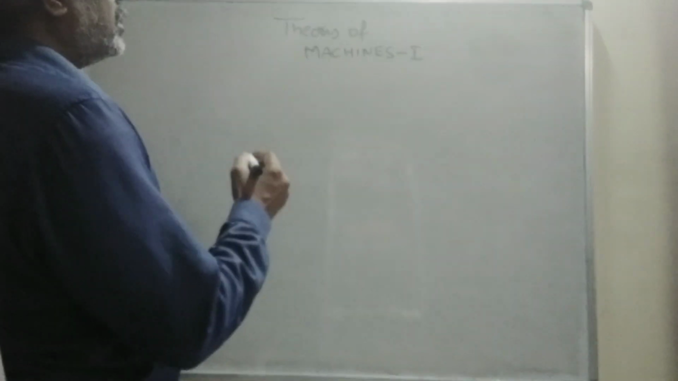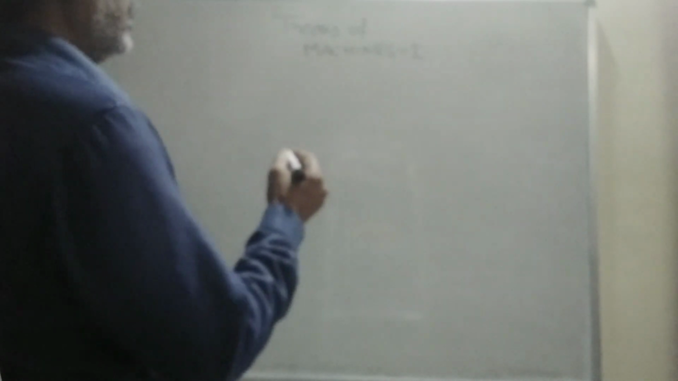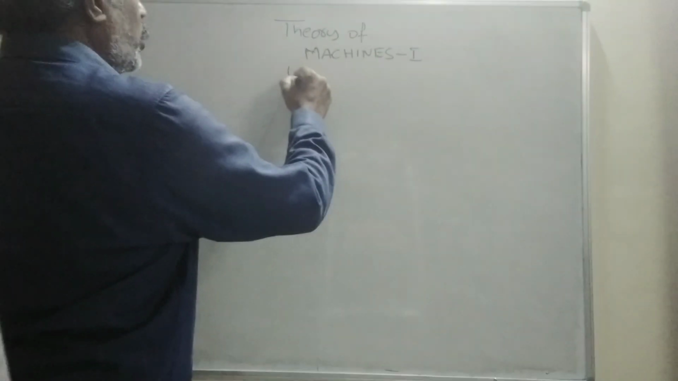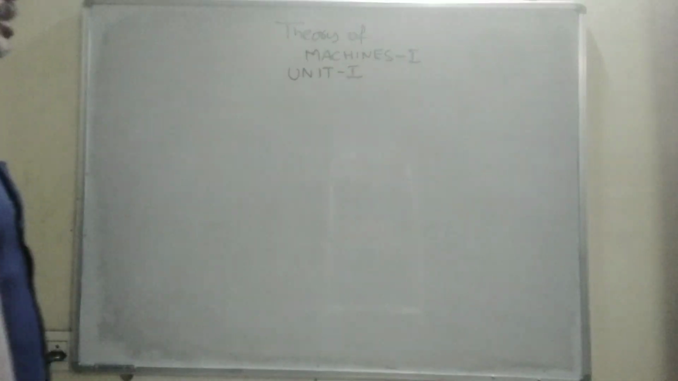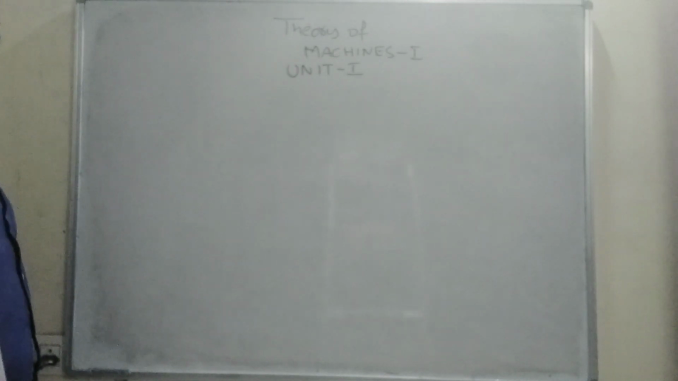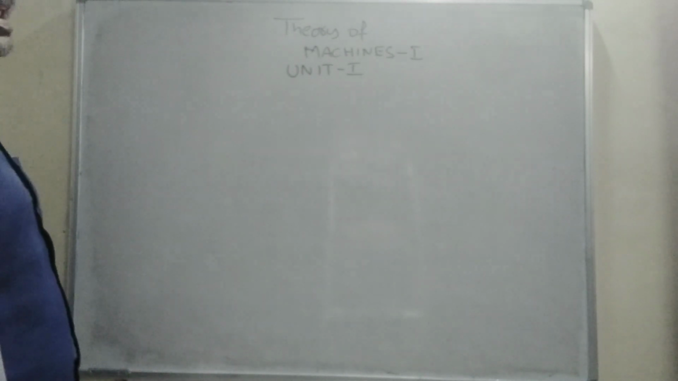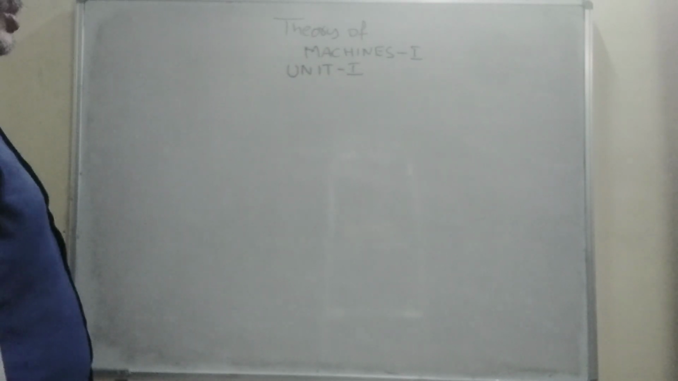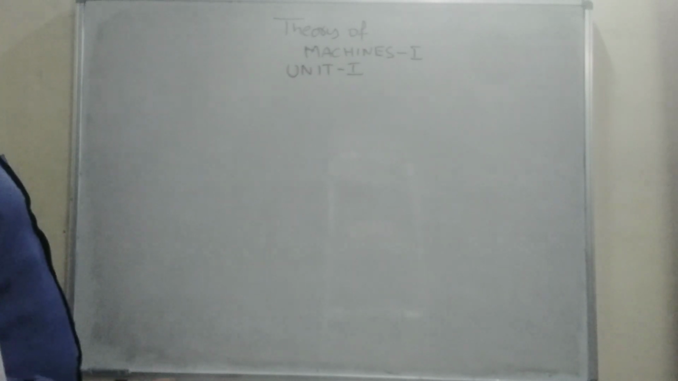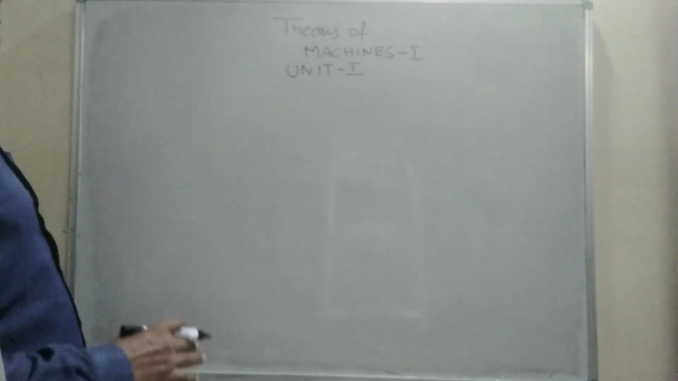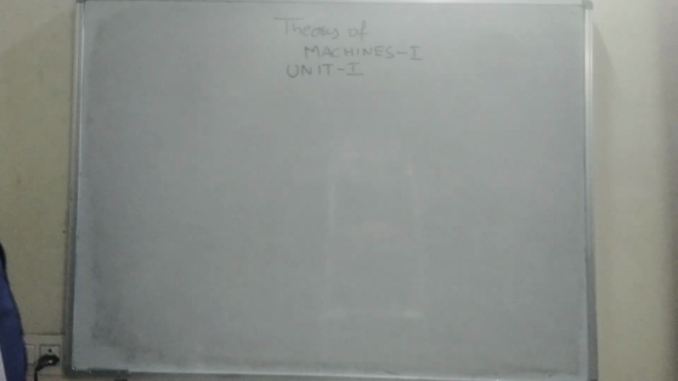In this video session, I would like to explain about the syllabus of Theory of Machines 1. I would like to discuss the topics that will be covered in Unit 1. Basically, Theory of Machines 1 is related to the kinematics of machinery. That means we are going to discuss the velocity, acceleration, and displacement of various linkages that will be in relative motion with each other.